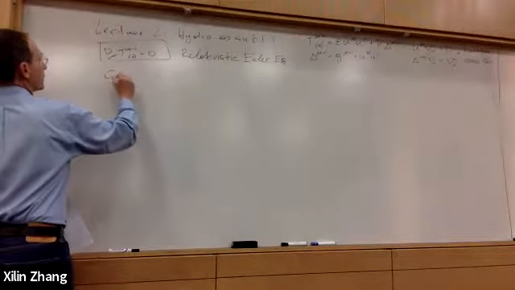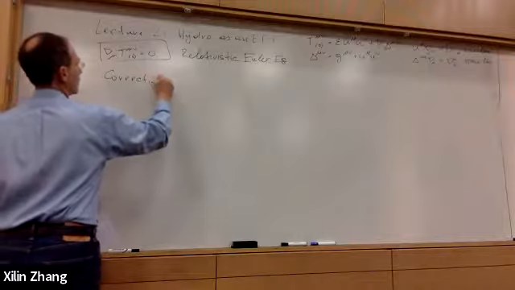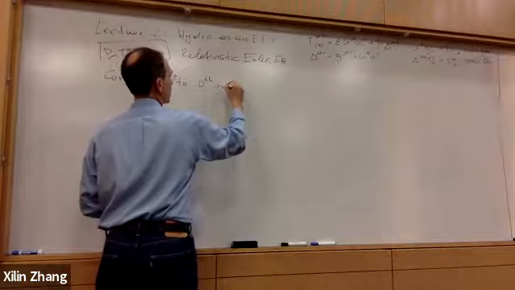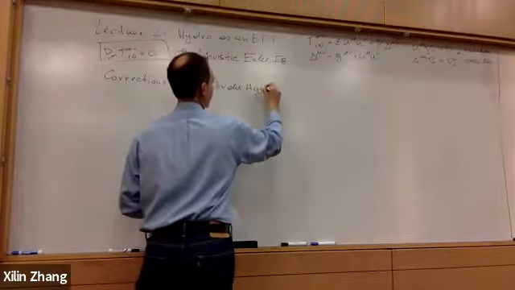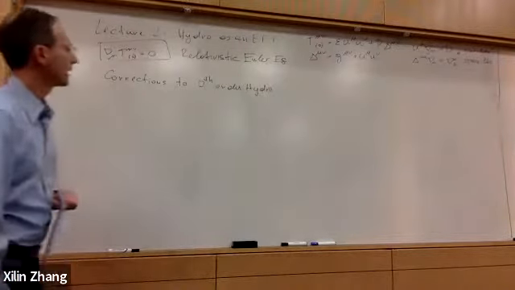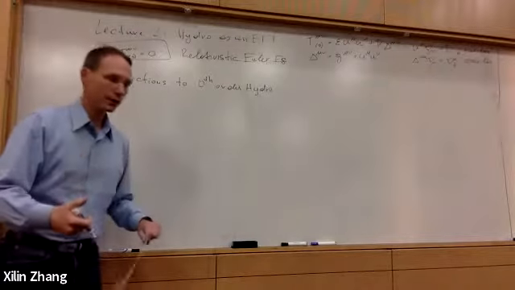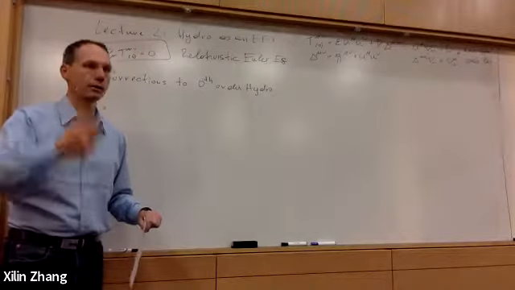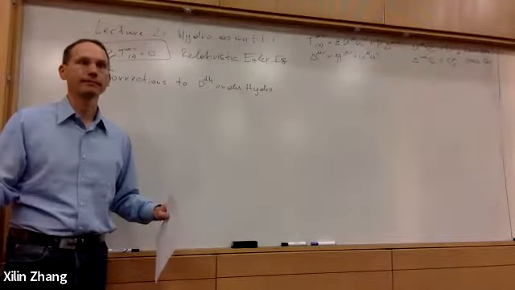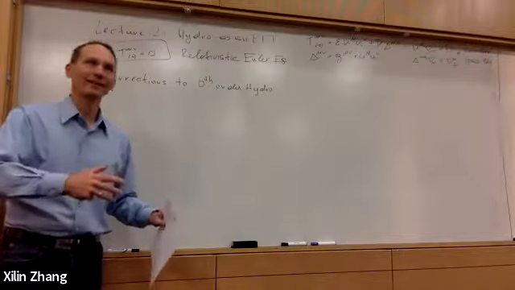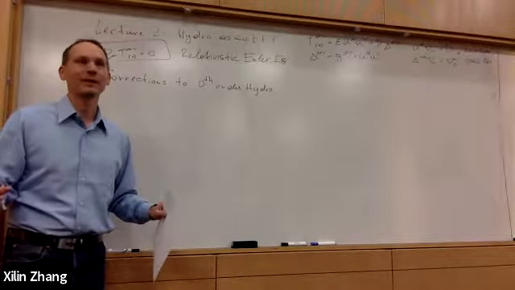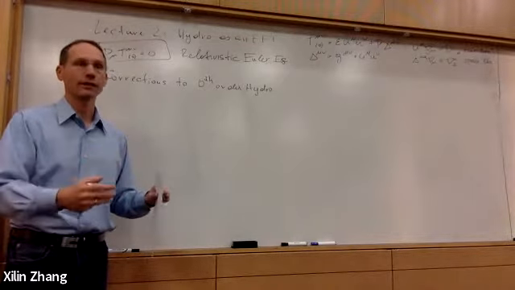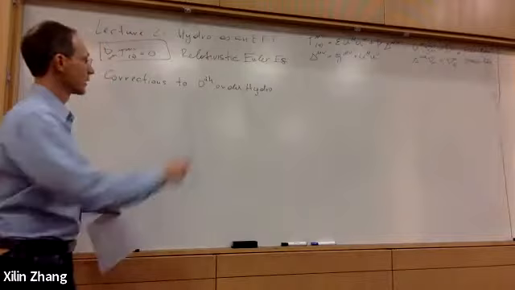So let's do this: corrections to 0th order hydro. And by the way, let me spell this out once more. 0th order hydrodynamics, ideal fluid dynamics, and Euler equations are all synonymous. They're all the same thing. And equilibrium hydrodynamics. They all describe the same equations. Their names come up in different contexts, but they're all the same thing. So we're going to look at corrections to those.